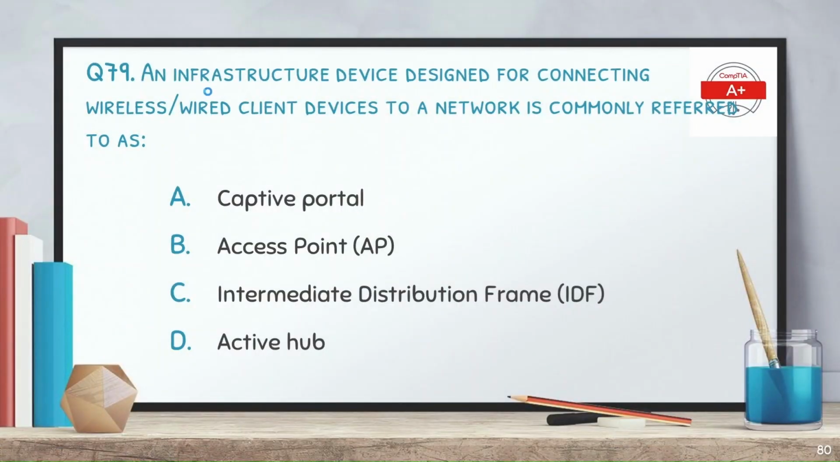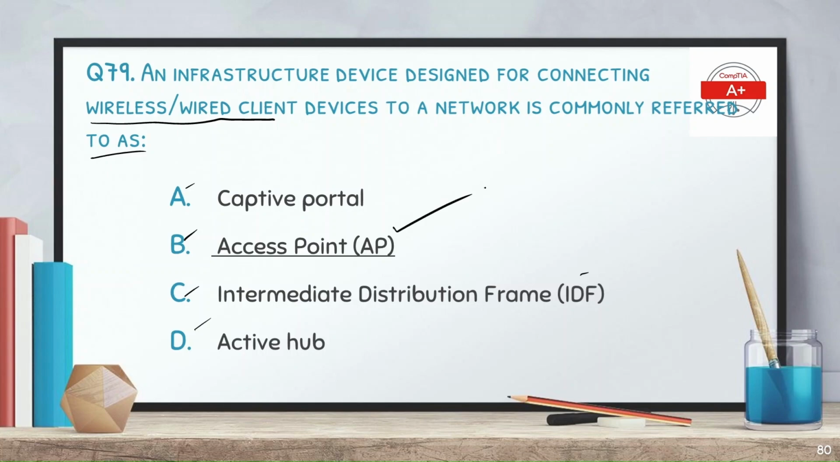Question number 79 is that an infrastructure device designed for connecting wireless and wired client devices to a network is commonly referred to as, and the options are A. Captive portal, B. Access point, C. Intermediate distribution frame, IDF, and D. Active hub. And the correct option is the access point.